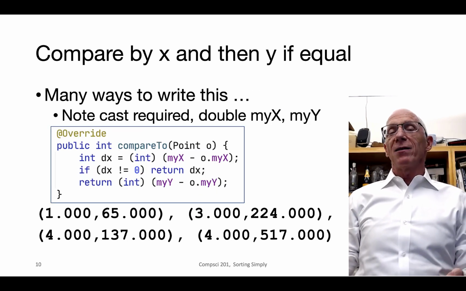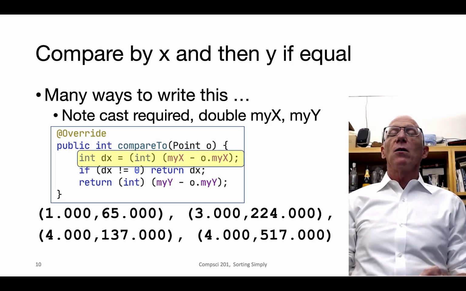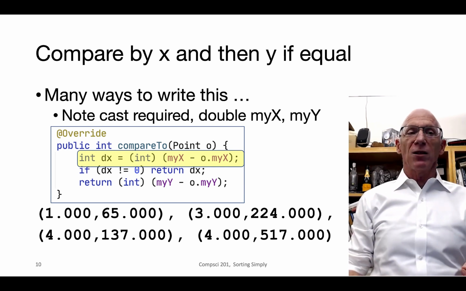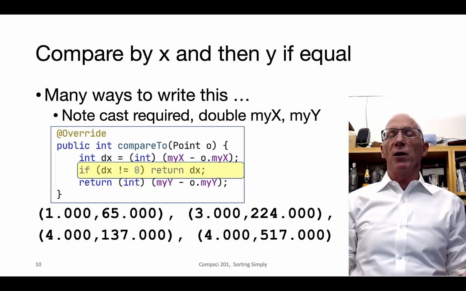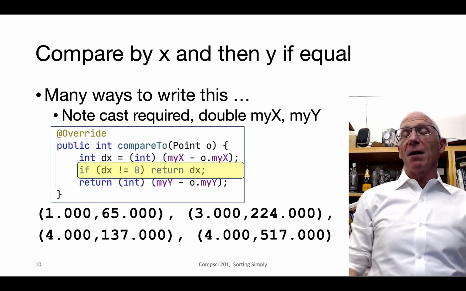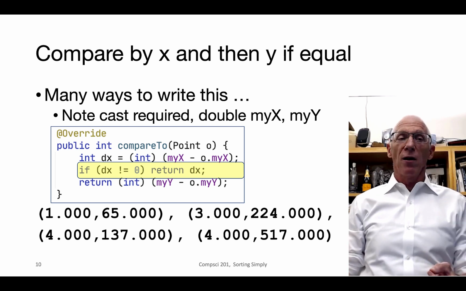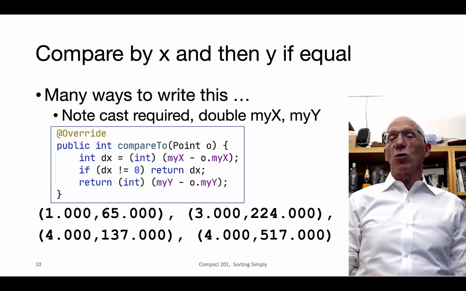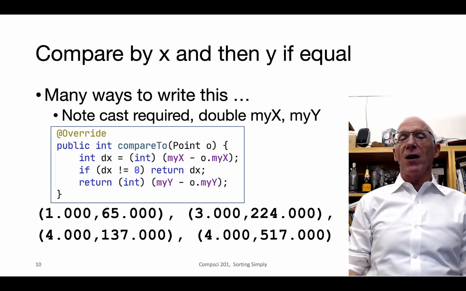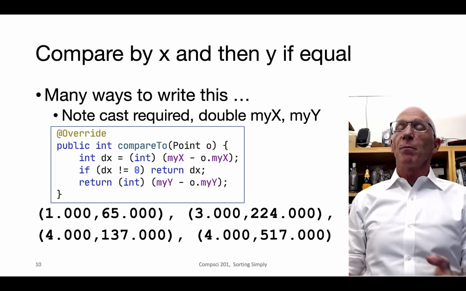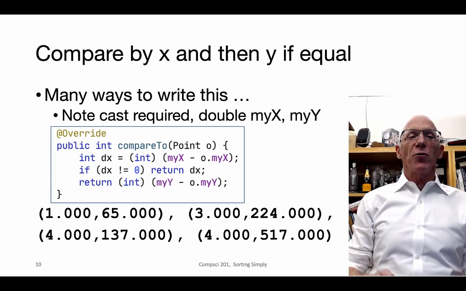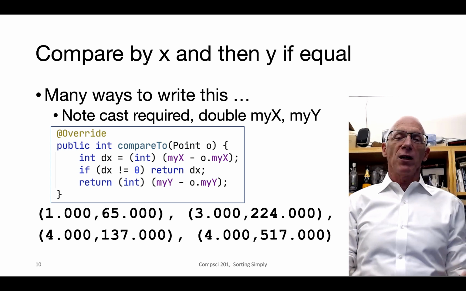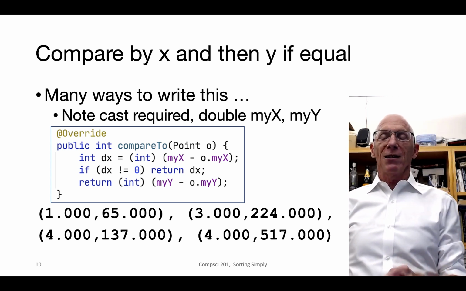We could cast the difference of the x's to an int. So we'd subtract them and use dx as that difference. And if that was not 0, we could simply return it, because then a negative number means that my x-coordinate is less than the other x-coordinate. Otherwise, we could return the difference in the y's. And we see here that the point on the left, 1, 65, is less than 3, 224, because their x values are different. And the point 4, 137 is less than the point 4, 517, because although their x values are equal, the y value on the left is less than the y value on the right.